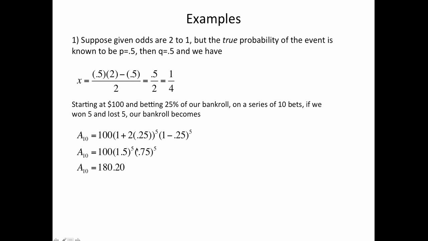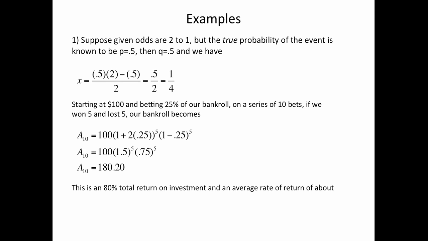Betting a quarter of your bankroll at 2 to 1 odds means you would get a 50% increase in the bankroll, whatever it is, each time that you win. And let's say you win 5 times. And if you're betting a quarter of your bankroll, each time you lose, you would have only 75% of your bankroll remaining. And that's why there's a 0.75 here. And suppose that we lost 5 times. Well, with those 5 wins and those 5 losses, that results in a $180 final bankroll after 10 bets.